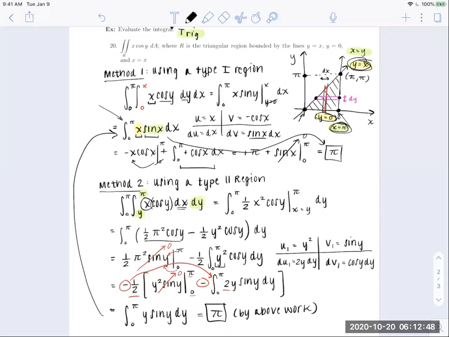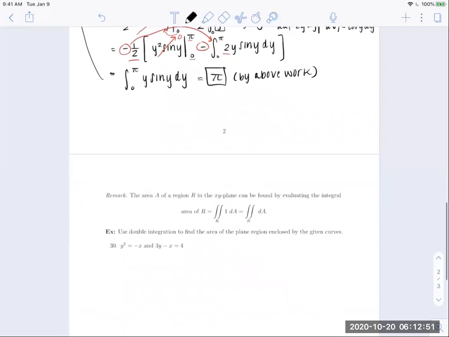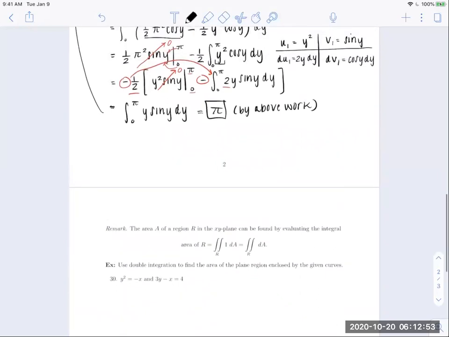All right, we have just 2 more examples in this section. But first, a remark says that the area of a region R in the xy plane can be found by evaluating the integral of 1 dA over your region R. So this is telling us an application of a double integral is that we can compute the area of a two-dimensional region. So using this idea here, let's compute number 30. Use double integration to find the area of the plane region enclosed by the given curves.